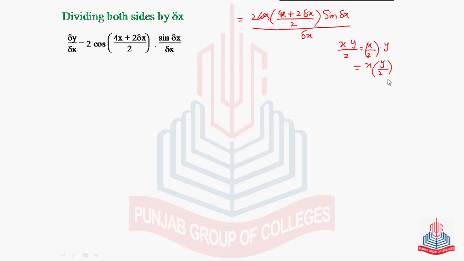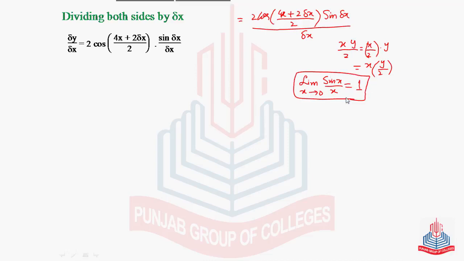So we can divide this delta x either from cos of 4x plus 2 delta x over 2 or sin delta x. But we divide this delta x to sin delta x over delta x, so that our basic formula of the limiting theorem, which we discussed in chapter 1, that limit x approaches 0 of sin x divided by x is equal to 1. So to complete this formula, we divide delta x to this sin delta x.